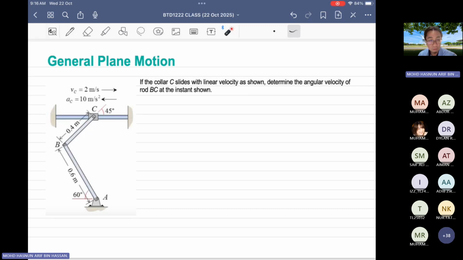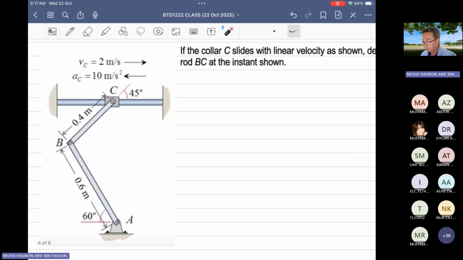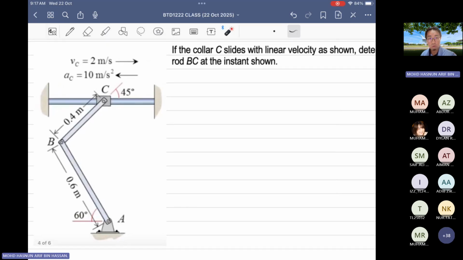In which direction do you think collar C is sliding? To the right or to the left? Based on the figure, based on the information that we have here, we should always look at the velocity direction. Acceleration doesn't actually tell you in which direction the object is moving, because acceleration can be accelerating forward. It also can be accelerating backwards. If you accelerate backward, it means that you are slowing down. A car moving forward can have a backwards deceleration, which means that the car is braking, is slowing down.